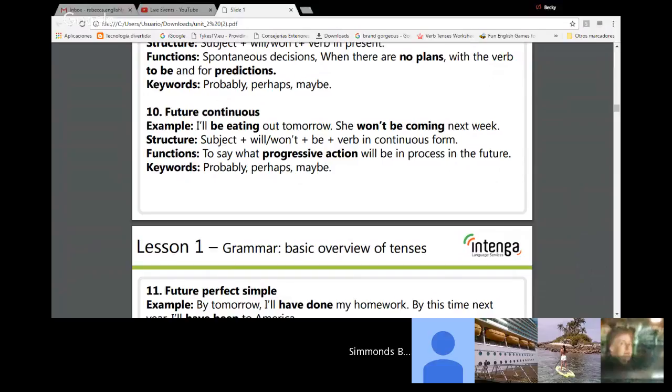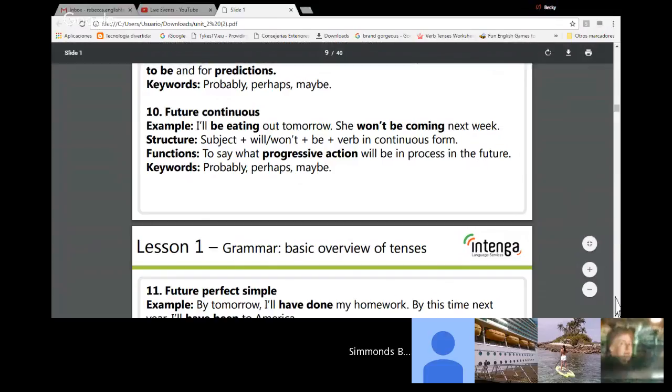Questions here? Does this make sense? So the keyword suggests it's also the prediction, not the concrete plan. Well, and do you know why that is?